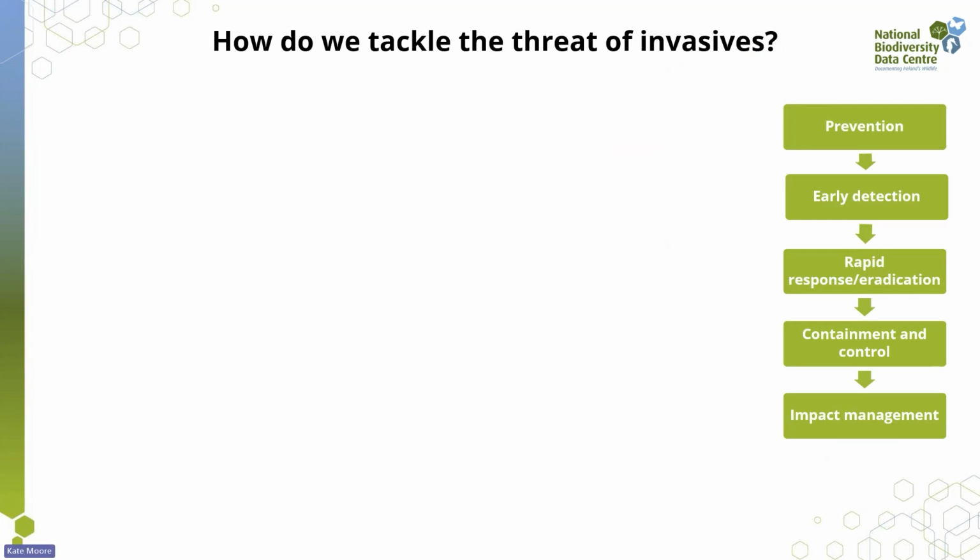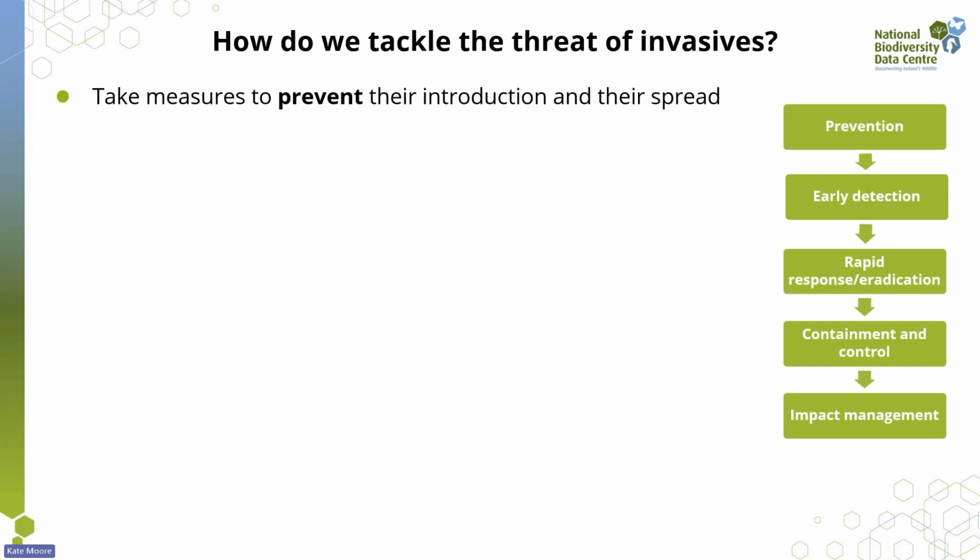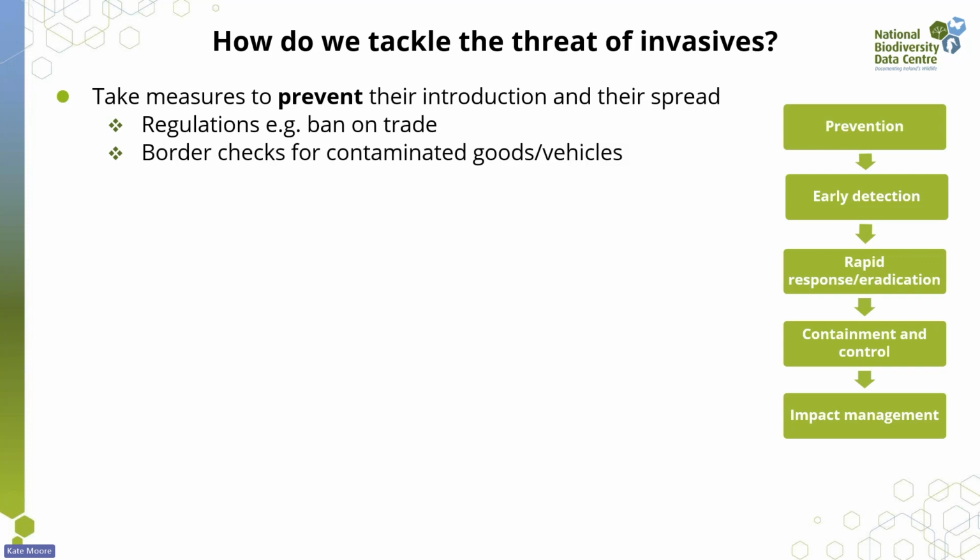So how do we tackle the threat of invasives? Key to tackling the threat from invasives is to take measures to prevent their introduction and their spread. So these include regulations. As we've already said, there's legislation in place limiting the movement of certain species, and there is a ban on trade on some of those regulated species. Also border checks for contaminated goods and vehicles. And we also ask that people uptake biosecurity measures.